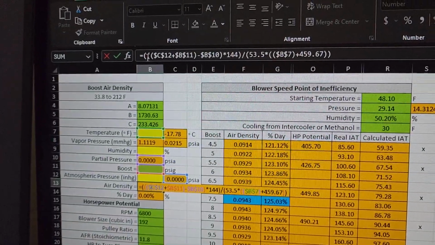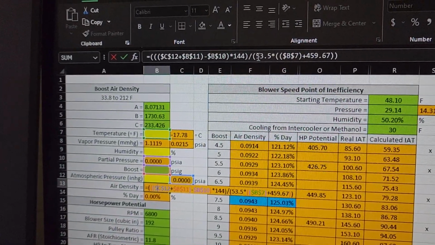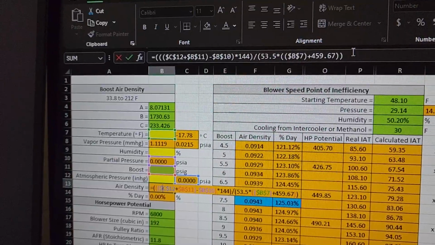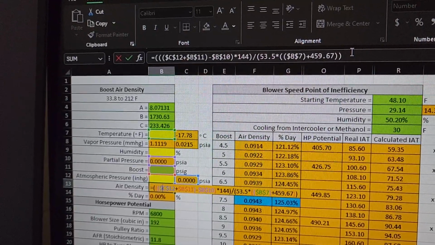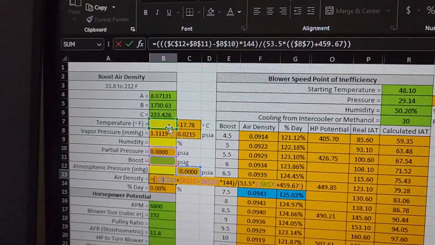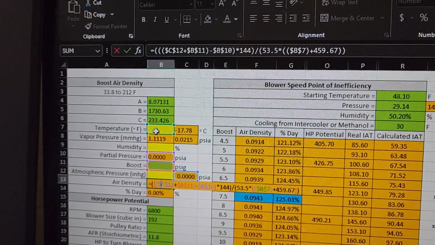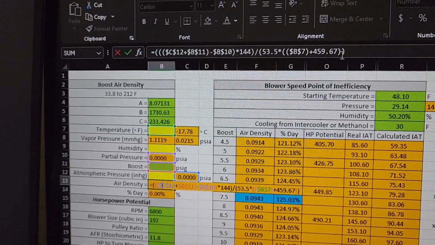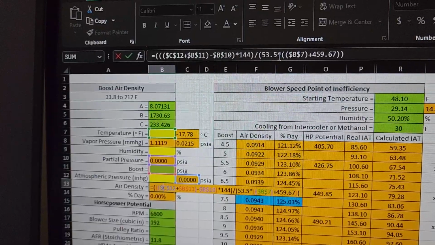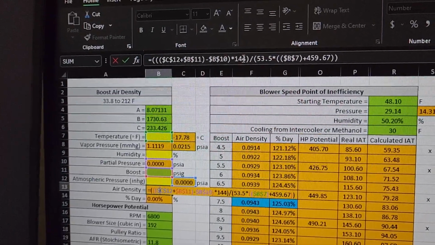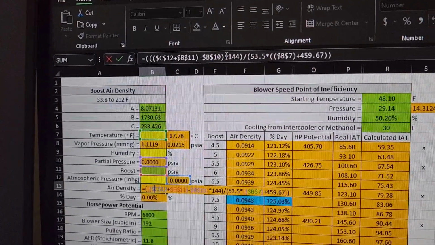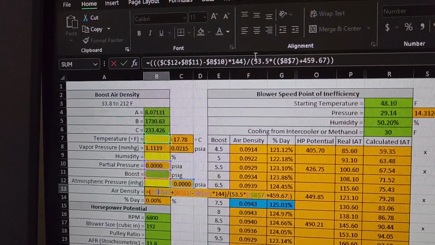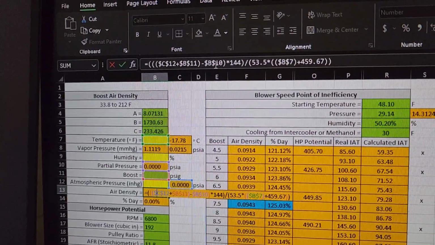So all you're going to do is you're just basically going to type that out. And I'm not going to read that to you. You can pause and screenshot, but basically you're just going to take your degrees Fahrenheit, add 459.67. This 53.5 is a fixed value. 144 just converts units. So that's going to be a fixed number.